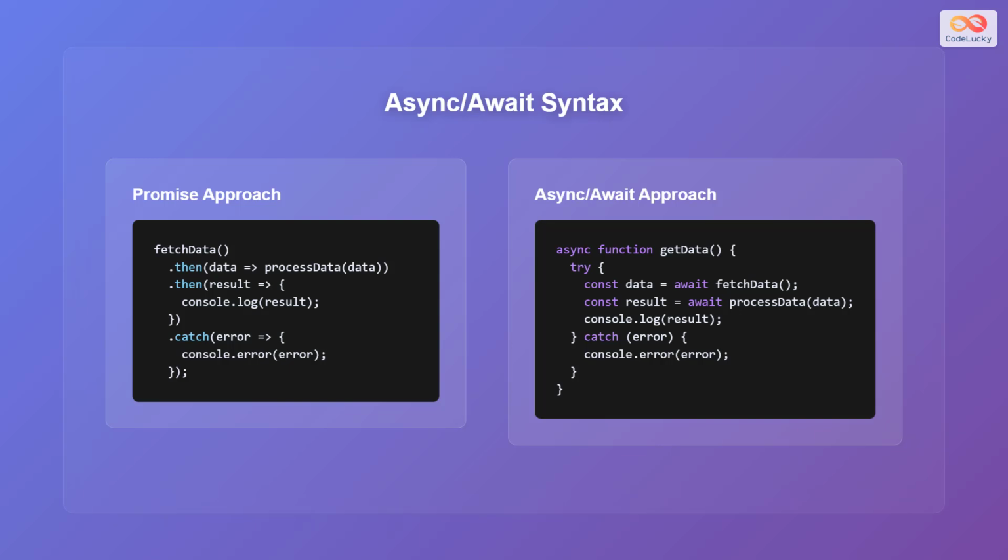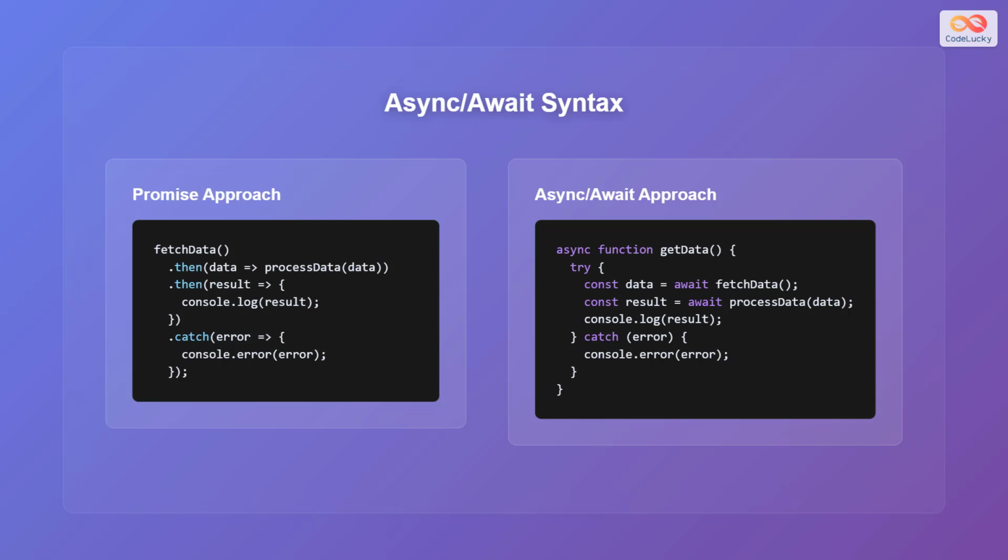Async/await provides a more readable and concise way to work with promises. Consider a promise approach where fetchData is called, then processData, and then the result is logged. Any errors are caught in the catch block. With async/await, the code becomes much cleaner.